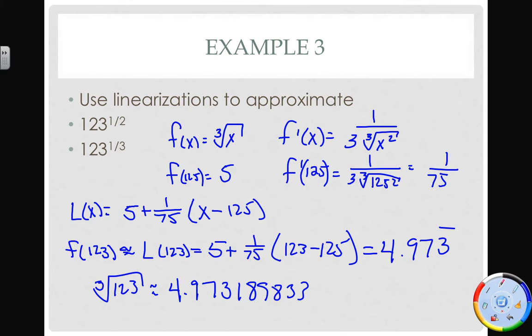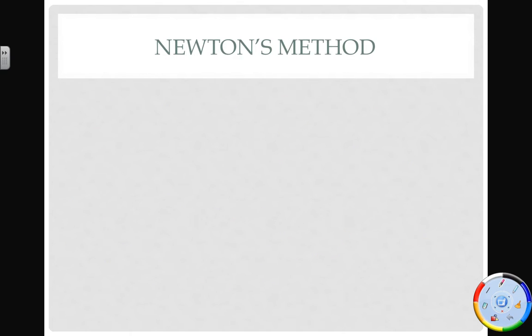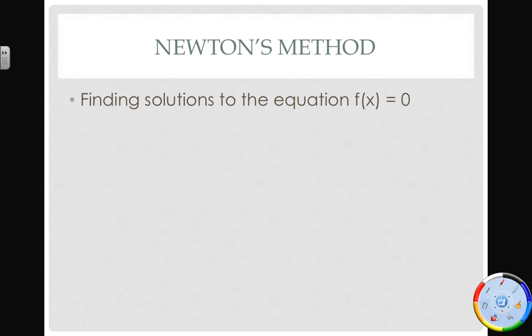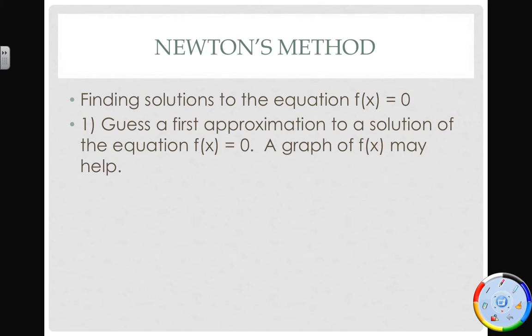Something else that came out of this is something called Newton's method. Okay, so Newton's method is a way of finding solutions to the equation f of x equals 0. So basically a way of finding x-intercepts, a way of finding zeros of a function. So what you're going to do is you're first going to guess a solution.